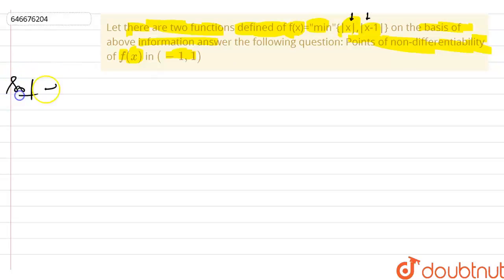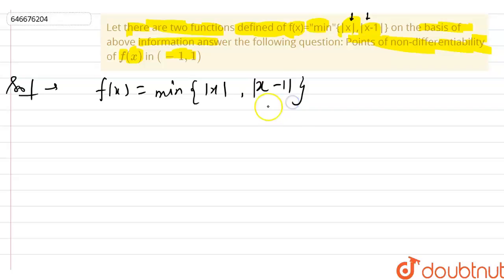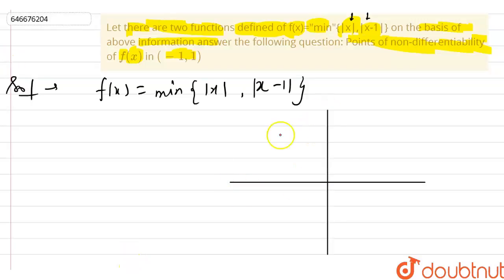Here I'm going to solve this thing. First of all, I'm going to make the function. It is given to us f(x) is equal to the minimum of |x|, |x - 1|. Okay, so we have to make the graph of this and this. So I'm going to make the graphs. Here I'm taking simple axes, and this is my |x| graph I'm making here. This must be the graph of |x|.